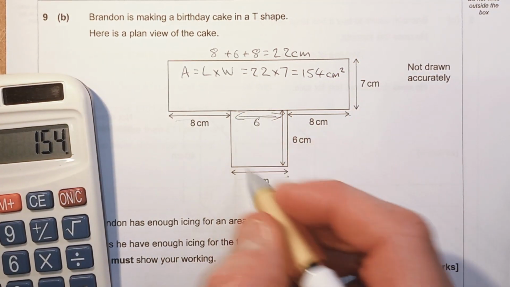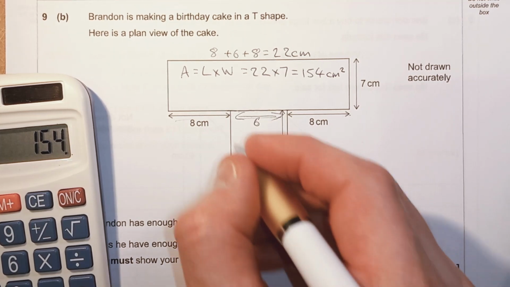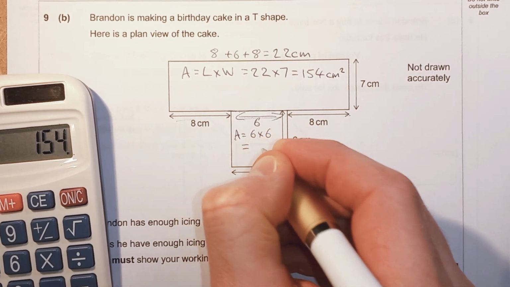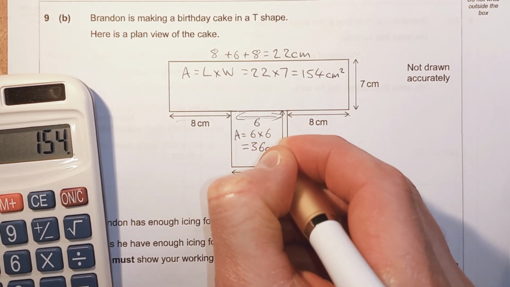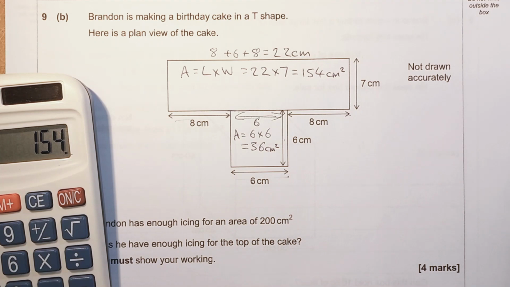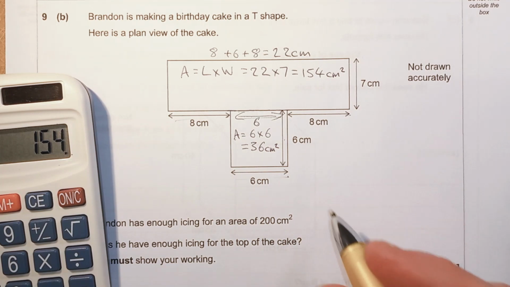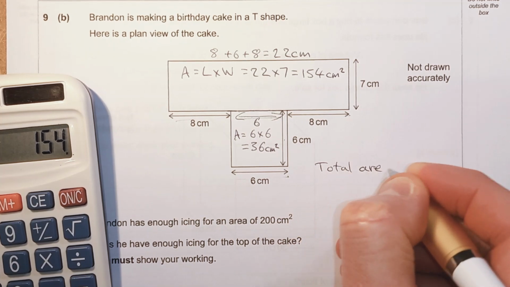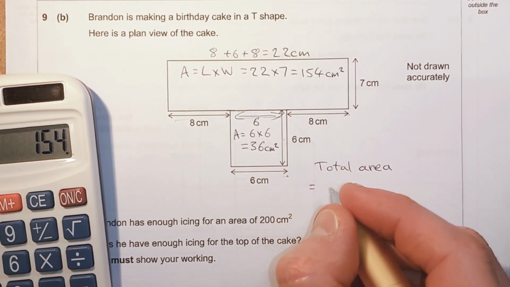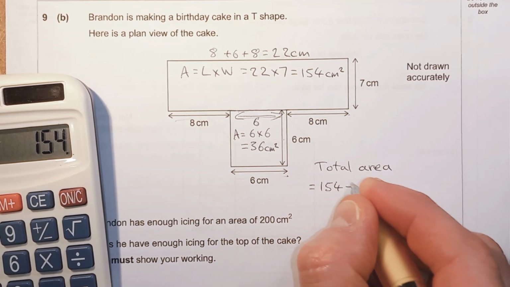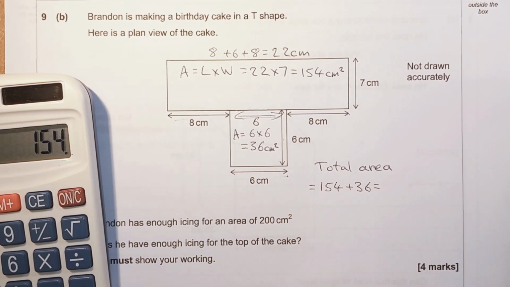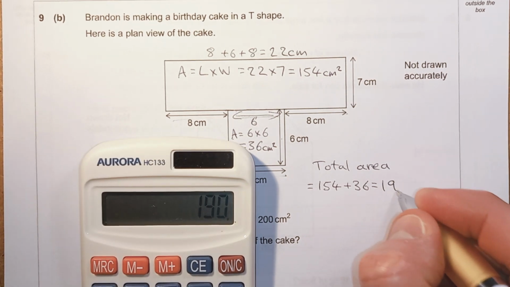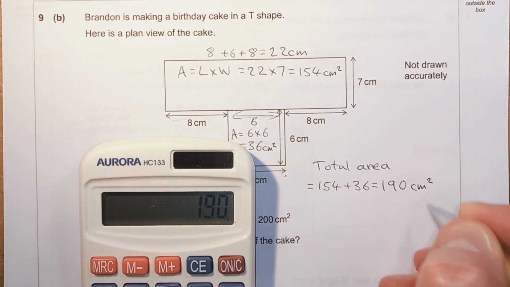Now for this, it's a square because we can see all the sides are the same length. So the area of this is just going to be 6 times 6, which is 36 centimetres squared. Again, you can use your calculator if you want. So if we want the total area, we need to add those two together. So the 154 plus the 36 to give us 190 centimetres squared.